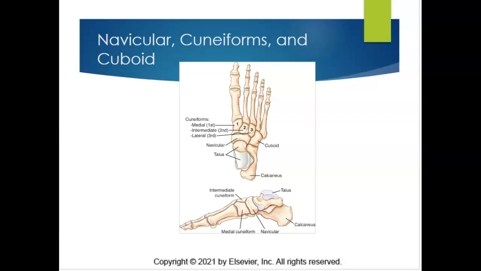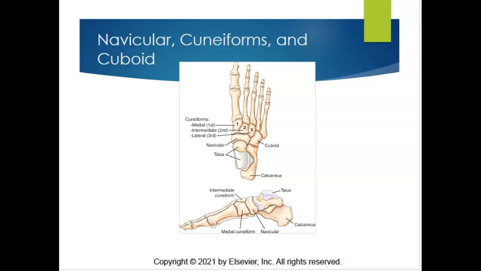The navicular is going to be a flattened and oval bone located on the medial side of the foot. It's going to be located between the talus and the three cuneiforms. It articulates with five bones, posteriorly with the talus, laterally with the cuboid, and anteriorly with all three cuneiforms.